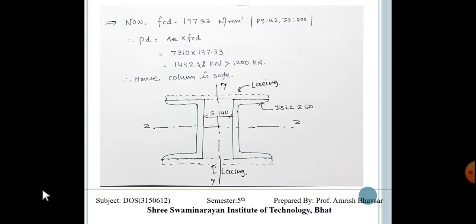Here in this chapter we have studied 4 major things. First, analysis of strut, then design of strut, then analysis of column, and design of column. So all the 4 types of examples are completed over here. Now this chapter of steel compression member is over here.